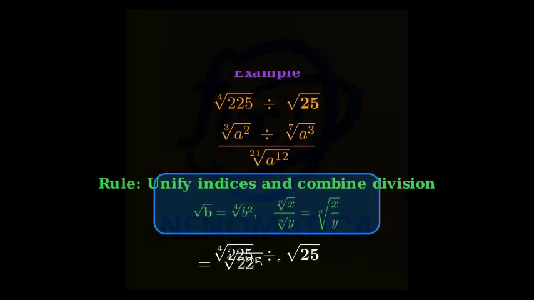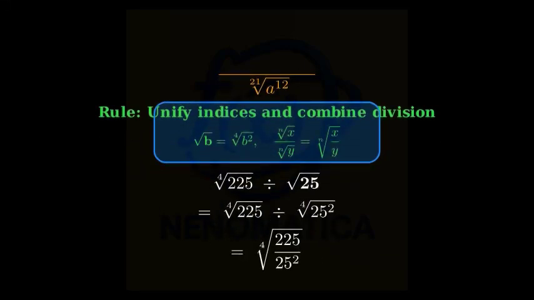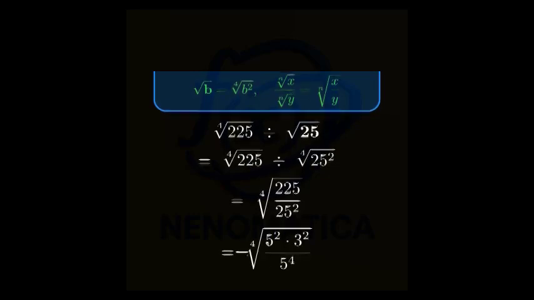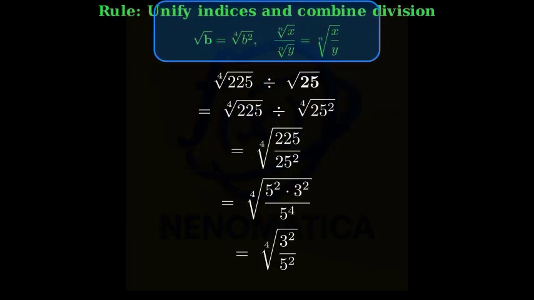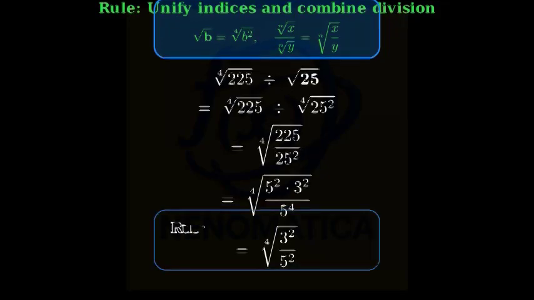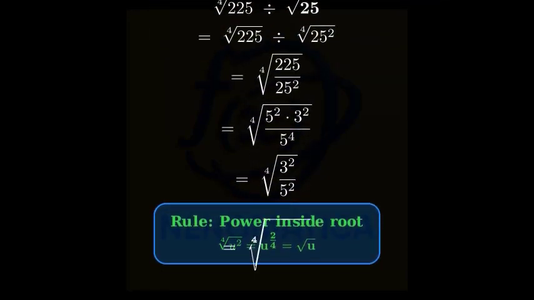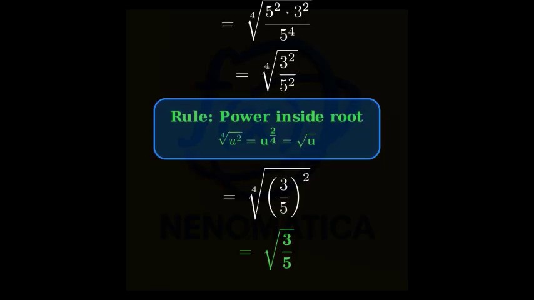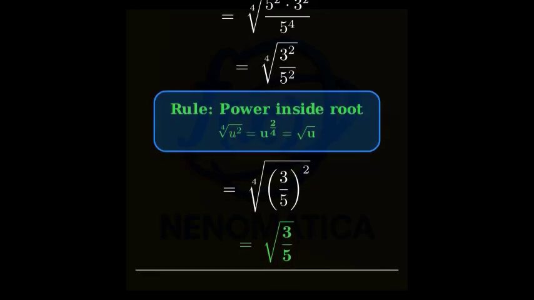Convert the square root of 25 into a fourth root. Then combine the division into one fourth root. Now factor 225 as 5 squared times 3 squared. Then reduce powers of 5. Recognize that this is a square inside a fourth root. The fourth root of u squared equals the square root of u. So we get the square root of 3/5. That completes the first expression.